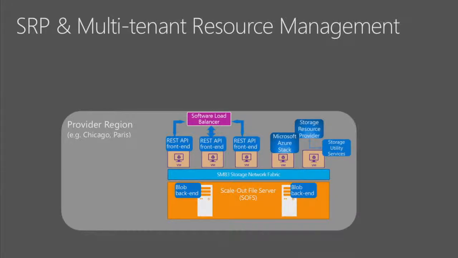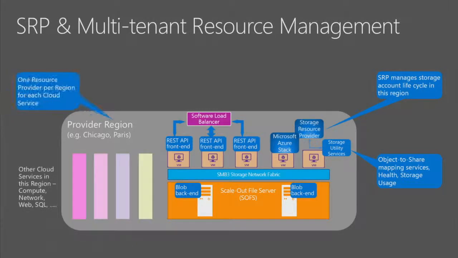So let's start with the basic diagram again and think about regions, right? I very briefly mentioned the concept of regions earlier. Within that, let's talk about a couple of things that I have added. The management stack components that I just added in this diagram, if you have noticed. SRP, which is the storage resource provider, manages the storage account lifecycle in this region. And then we have some object to share mapping services, health, metric service, all those other what we call utility services also running on that, right?